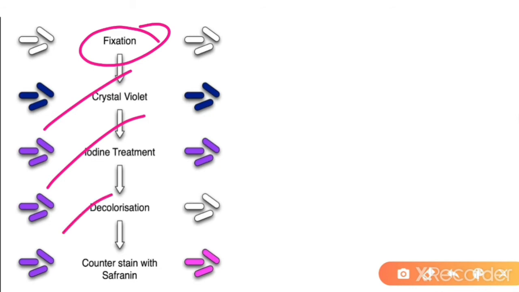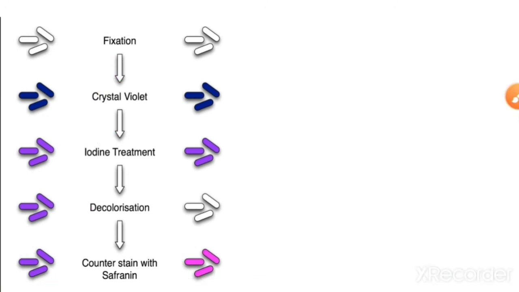Then add ethanol or alcohol as a decolorizer for 30 seconds. Then wash it, air dry. Then add the counter stain, safranin. Keep it for 1 minute, wash it, air dry, apply cedarwood oil and observe under the microscope. If you get pink colored bacterial cells, then the bacterial cell will be gram negative, and if you get violet colored bacterial cells, the bacterial cell will be gram positive.